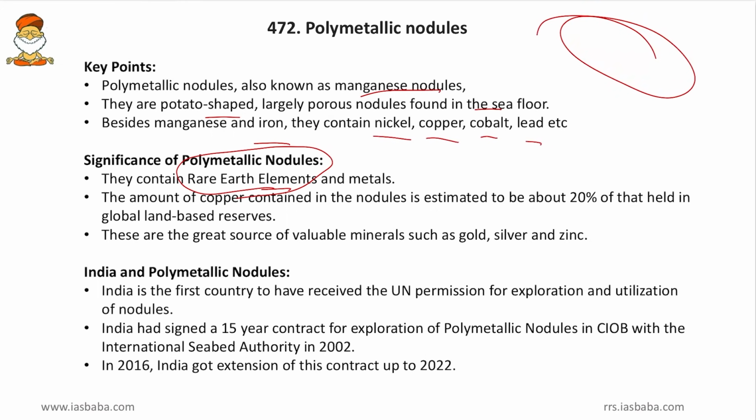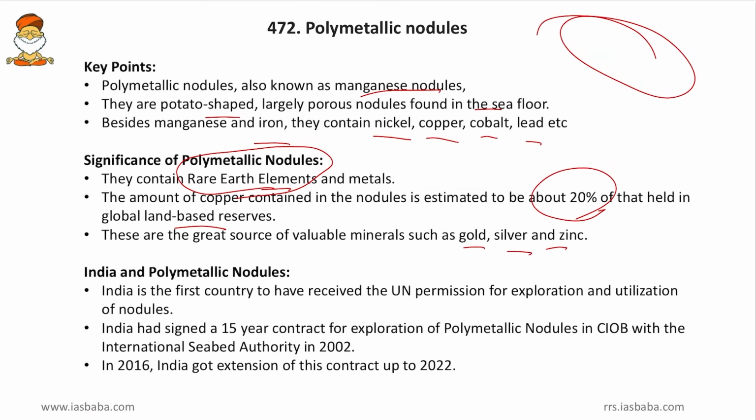Then the amount of copper contained in the nodules is estimated to be around 20% of that held in the global land based reserves. So 20% of whatever copper is present on land is present in the polymetallic nodules. So huge reserves are present, we can cash in on them. Then they are great sources of valuable minerals such as gold, silver and zinc. So not only nickel, cobalt, etc., even gold, silver and other precious metals are also available via polymetallic nodules.